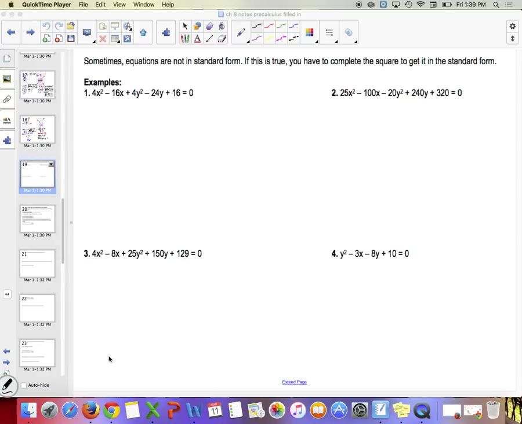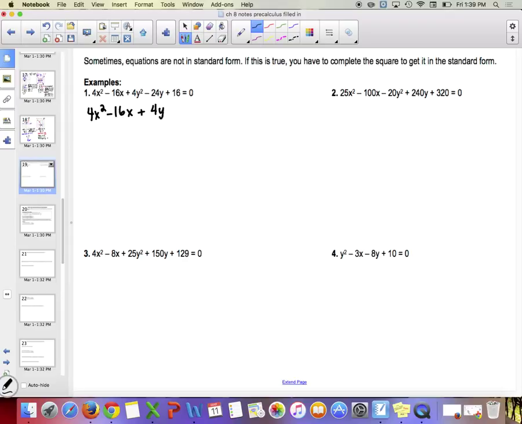So I've kind of set it up a little bit for you because I have my x's right next to each other, and I have my y's right next to each other. But let's go ahead and subtract that 16 over. Now in this equation, do you guys notice we have a 4x squared and a 4y squared? All of these numbers are actually divisible by 4, so why don't we just do that?